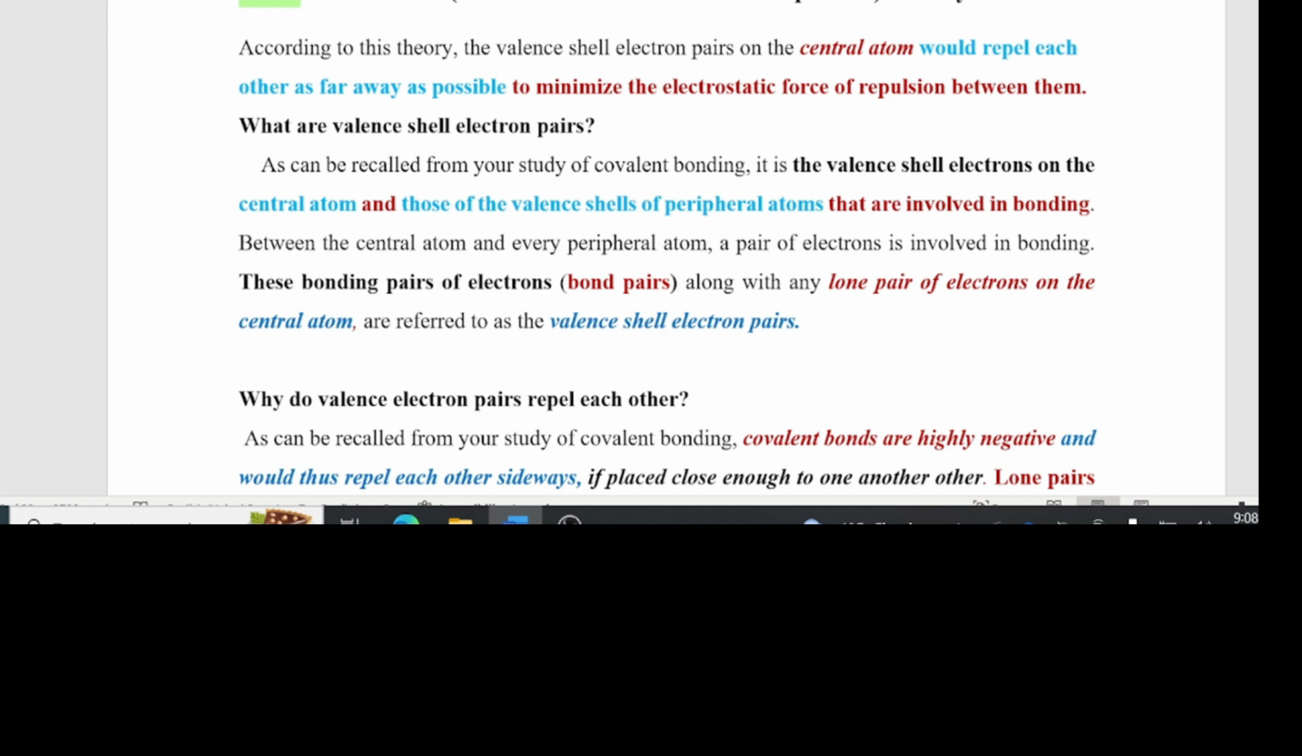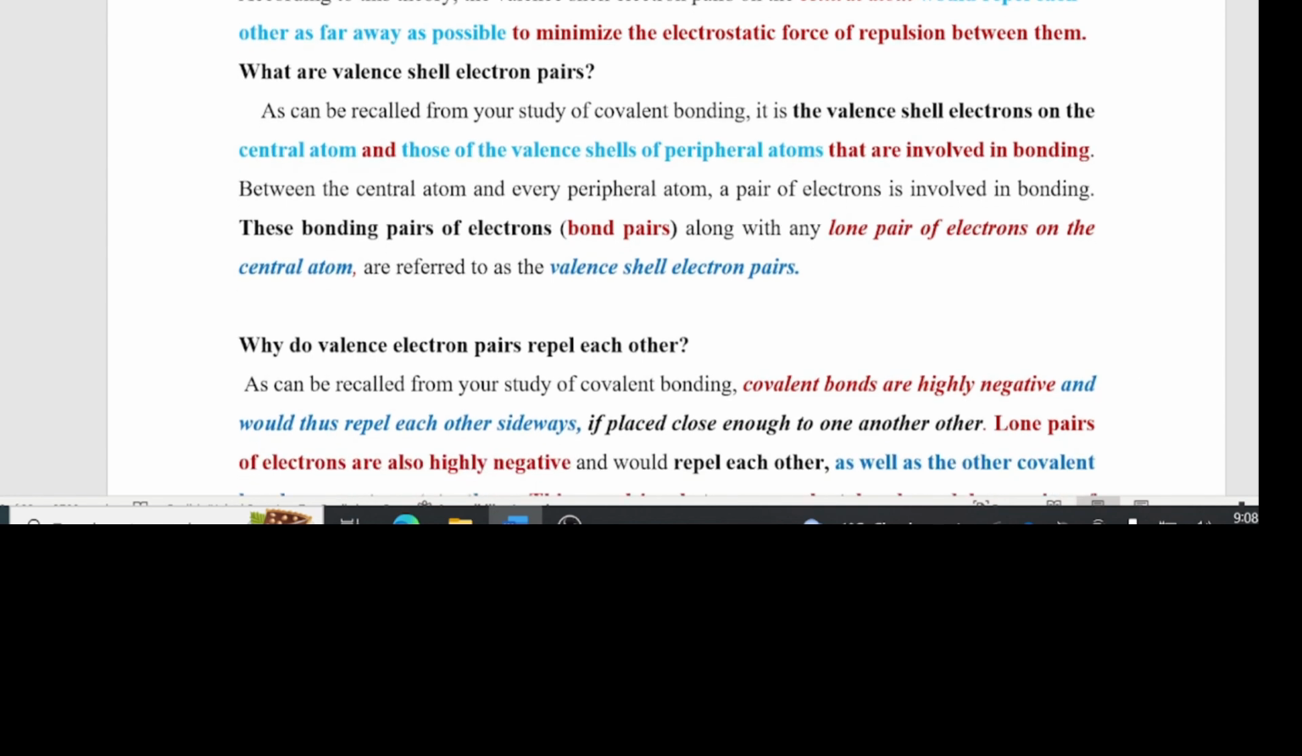What are valence shell pairs? As can be recalled from a study of covalent bonding, it is the valence shell electrons of the central atom and those of the valence shell of the peripheral atoms that are involved in bonding. Recall that in carbon, when you make methane, for example, or you make ammonia, for example, 3 of the nitrogen's valence shell electrons bond with 3 hydrogen atoms, each having 1 valence shell electron.